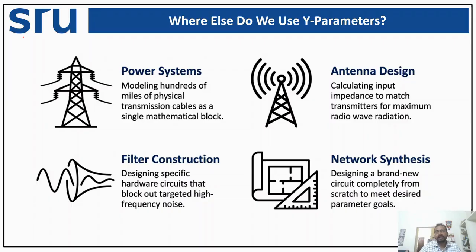Thus, we can say that the Y parameters help engineers determine the input impedance, input admittance, output admittance, current gain characteristics, and frequency response of the amplifier. So this makes the Y parameters particularly useful for analog and RF circuit design.